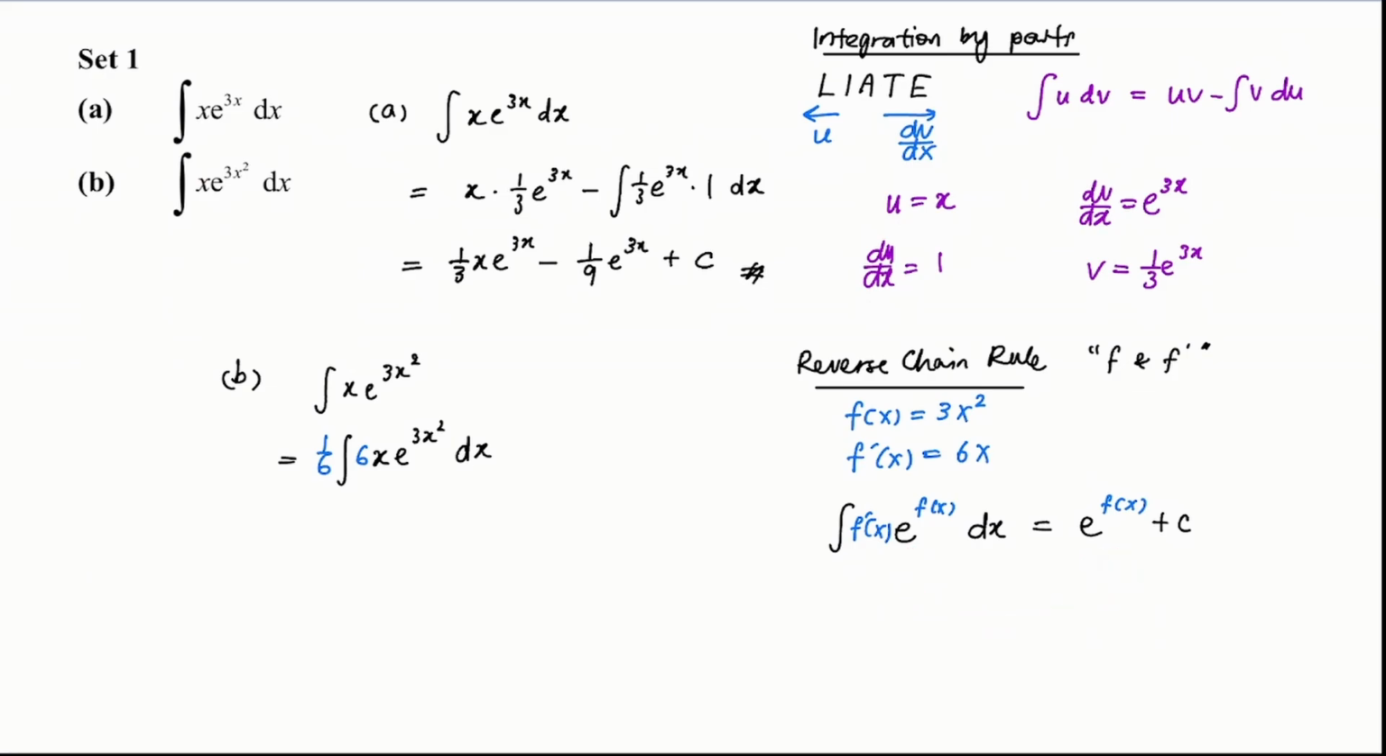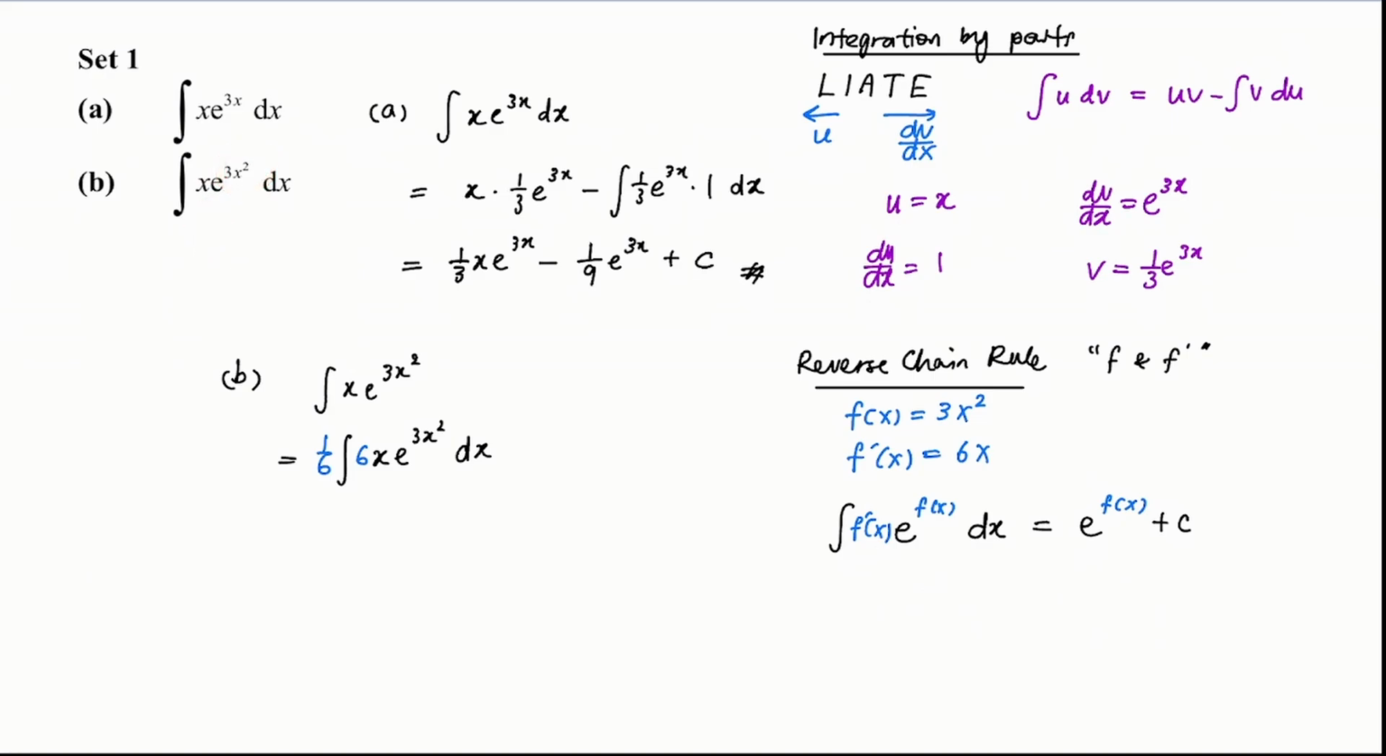Okay? So now the thing is that in order to engage your reverse chain rule, you need to make sure that there is an fx and f prime x. So more often than not, before you jump into integration by parts, you should observe if there is an fx or f prime x for all your integrals. And lo and behold, actually you can find your fx and f prime x over here.